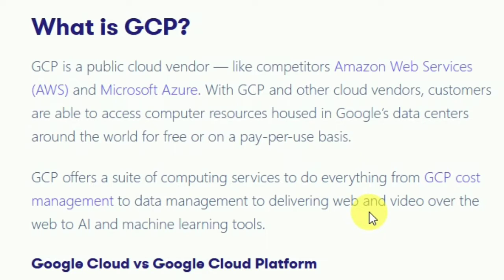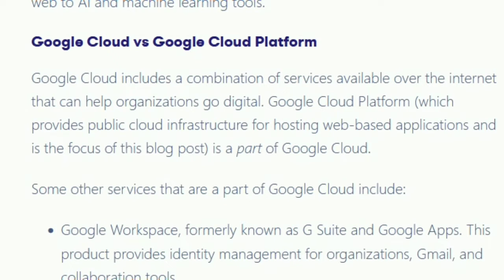AI means artificial intelligence. Google Cloud vs Google Cloud Platform. Google Cloud includes a combination of services available over the internet that can help organizations go digital. Google Cloud Platform, which provides public cloud infrastructure for hosting web-based applications and is the focus of this video, is a part of Google Cloud.